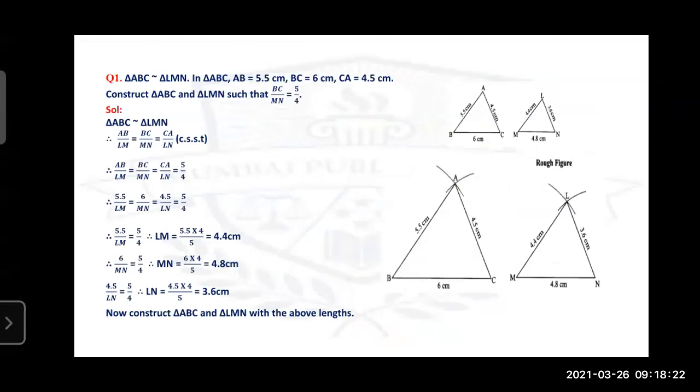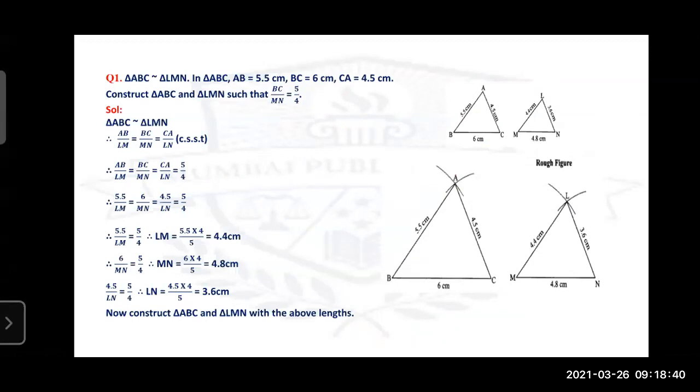Okay. So first we construct one. See in the question, 2 triangles are similar. AB is given, BC is given, CA is given, construct the triangle. Okay. And any one ratio is given. So first we draw the rough figure. These 2 triangles are similar. So here we write ABC and LMN. Then one by one we find the corresponding sides.